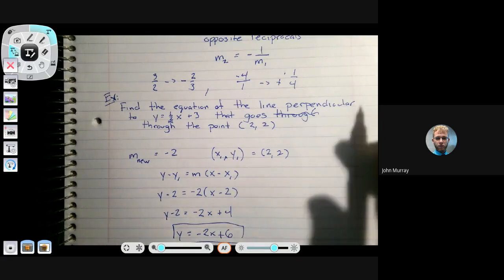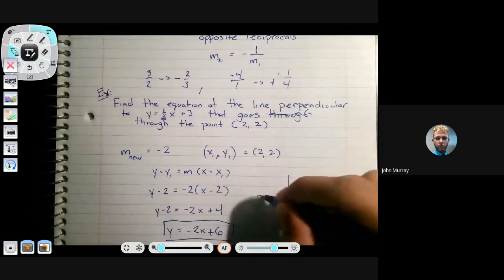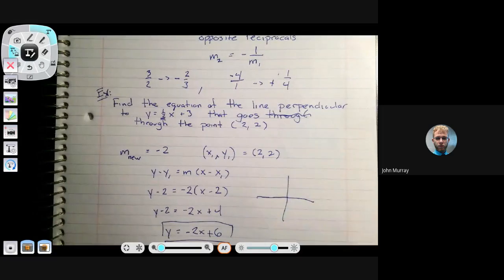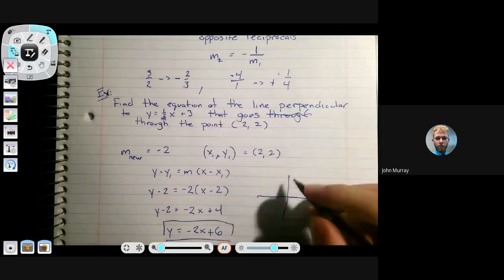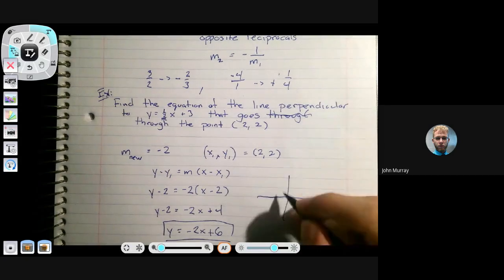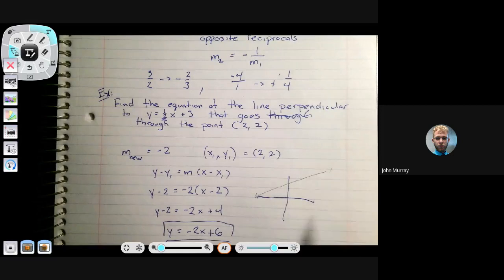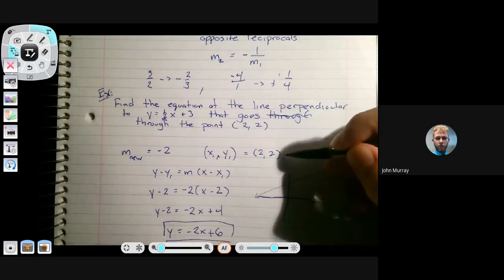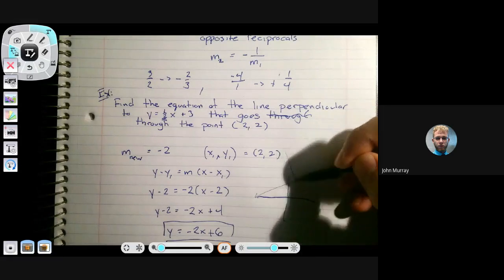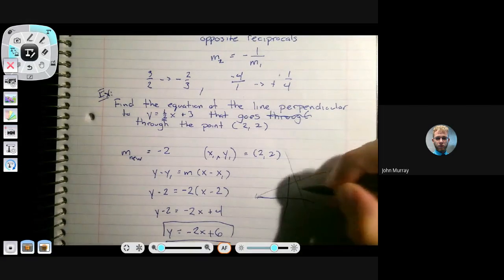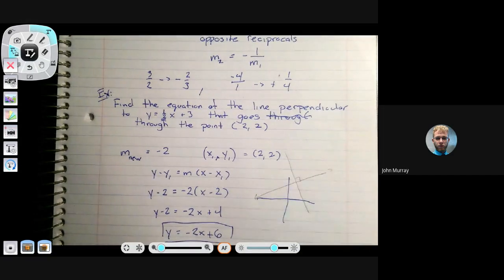All right, so if you graphed it out real quick. Okay, my original 1/2 x plus 3, I'm just sketching it out, would be going like this. And then our new one is -2x plus 6, so it would come down like this, and you'd have your right angle there. Okay, any questions about that?